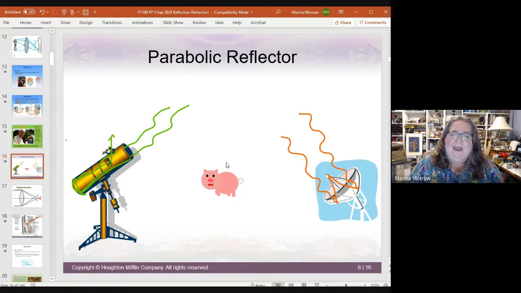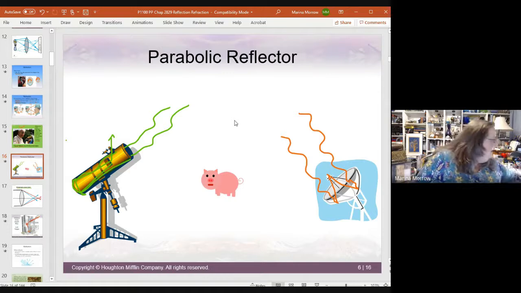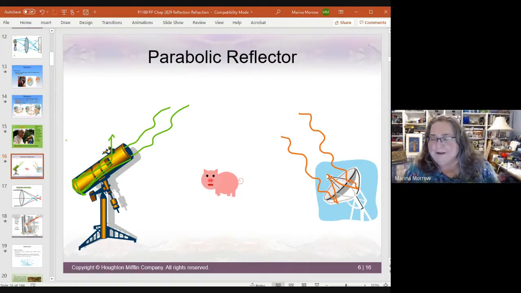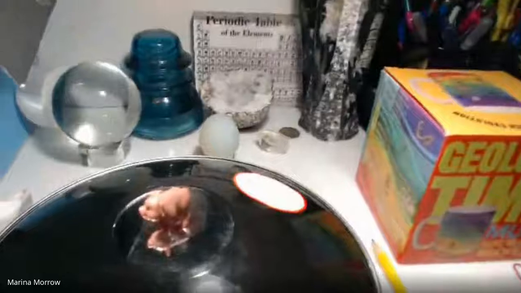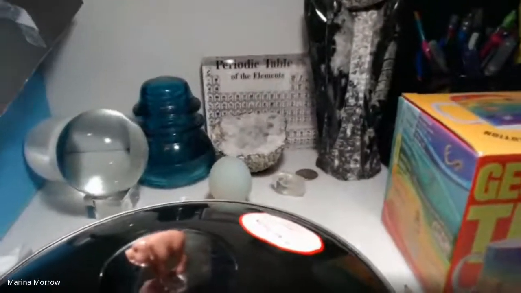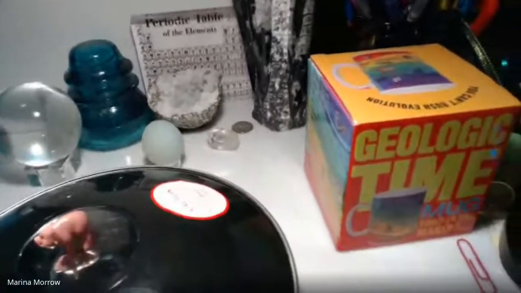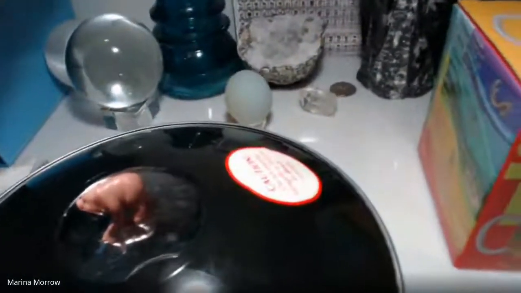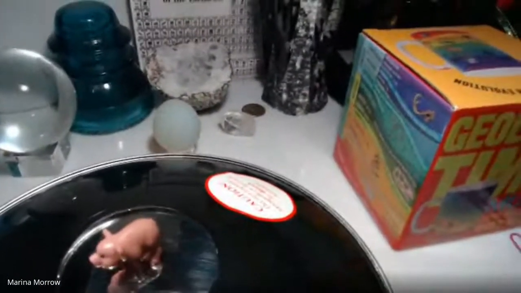Now, we've got a pig here because I've got a demonstration to show you. All right, so let me turn on some lights, grab the old camera, and take the camera over, and we're going to look at this pig. Okay, so you see the piggy there. There he is, cute little pig, right?